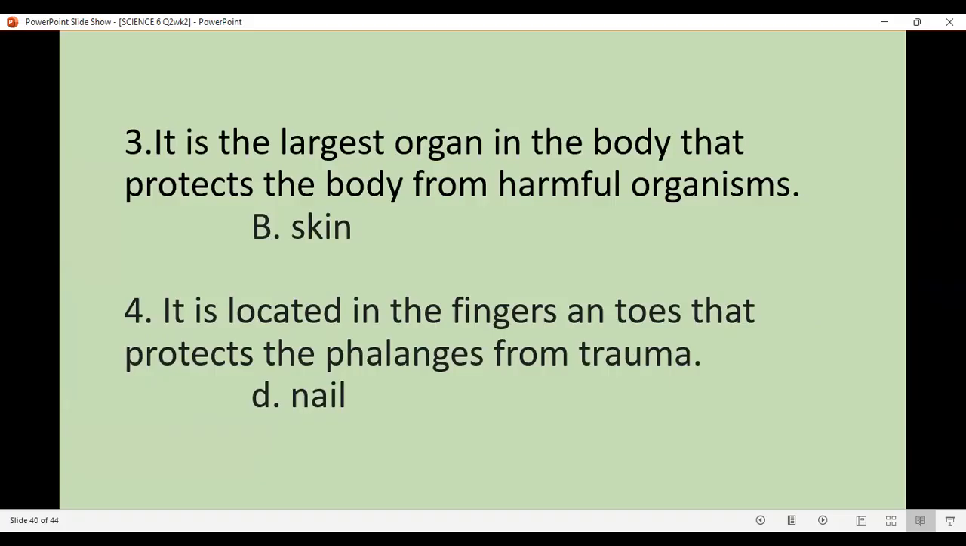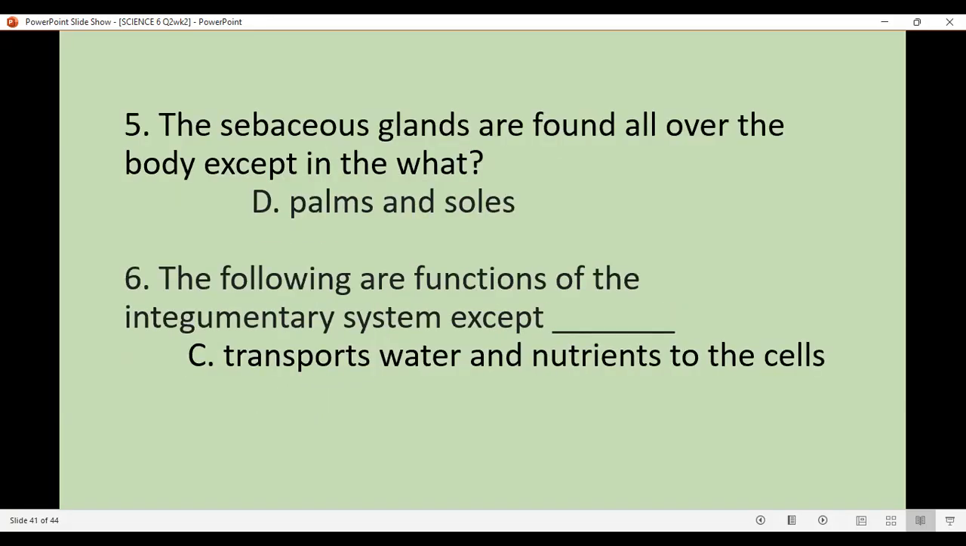3, it is the largest organ in the body that protects the body from harmful organisms. The correct answer is B, skin. Number 4, it is located in the nails and toes that protects the phalanges from trauma. Correct answer is D, nail or nails. 5, the sebaceous glands are found all over the body except in what parts of the body? The palms and the soles. 6, the following are functions of the integumentary system except. The answer is letter C, transports water and nutrients to the cells, because this is the function of the circulatory system, not the integumentary system.